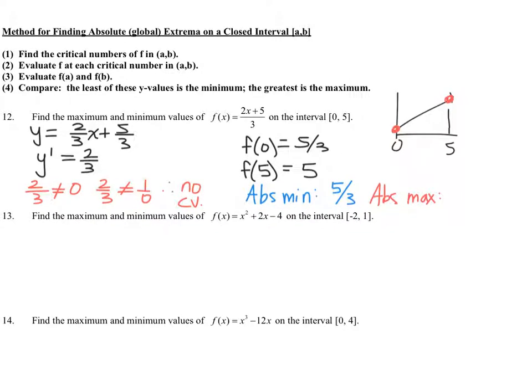All right, so it's one of those cases where they're asking for the y values rather than the x values. So the x values that give the absolute extrema are 0 and 5, but the absolute extrema themselves are 5/3 and 5. Right? So we got to be clear about that.